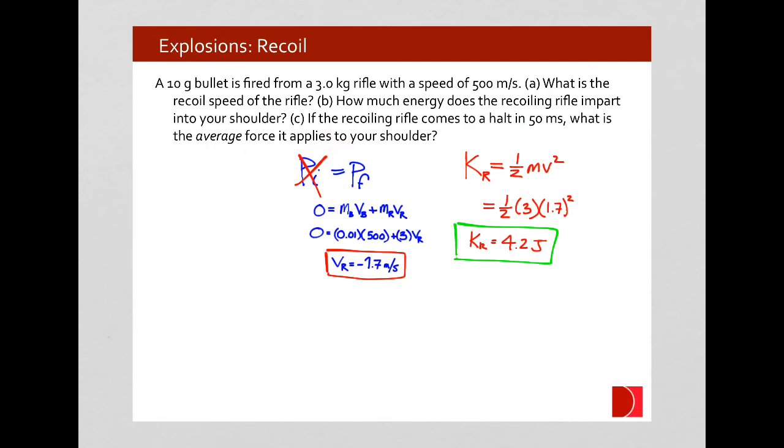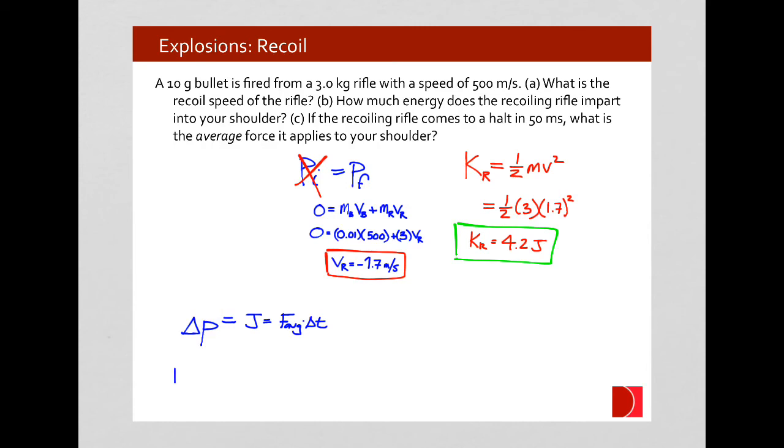When we're given the time of this change in motion, and we want to find the average force, what we should think about in that situation is that the change in momentum is the impulse, which is the average force times the amount of time of that collision. So basically, the rifle is recoiling. It has a certain amount of momentum. If your shoulder stops it, you are applying an average force over a short amount of time, and that is what is affecting this change in momentum.